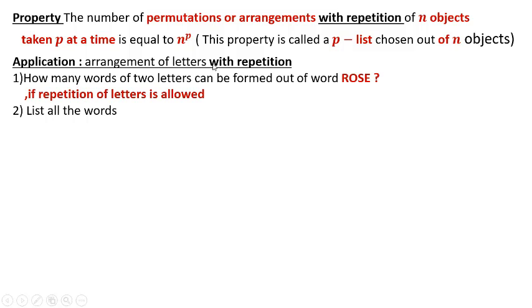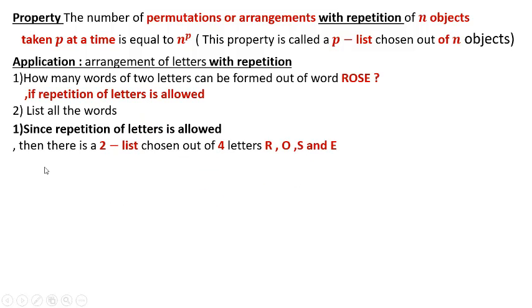Application. Arrangement of letters with repetition. Part 1. How many words of 2 letters can be formed out of the word ROSE, with a condition: repetition of letters is allowed? Solution. Since repetition of letters is allowed, in this case there is a 2-list chosen out of 4 letters R, O, S, and E. Then the total number of words will be n power p, equal to 4 squared, equal to 16.